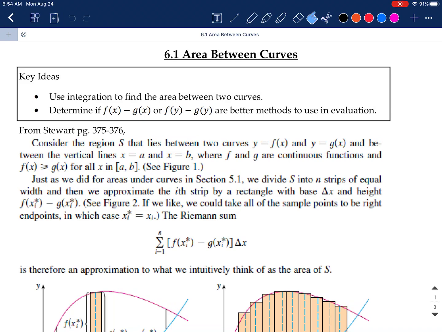Welcome back, everybody. So we're going to start chapter 6, which is going to be on volumes and areas, and the first section is the same as last year. We're going to start with finding the area between two curves.